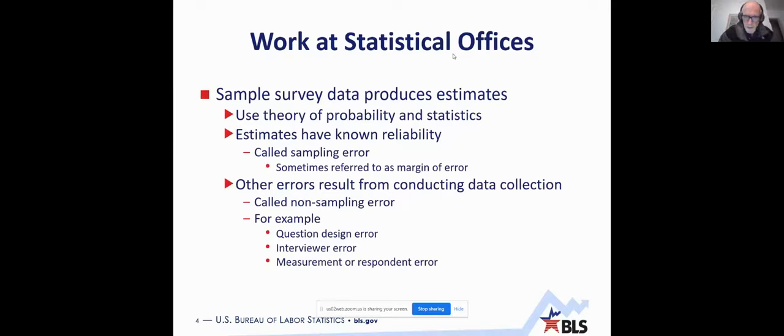Through sample survey data, we produce estimates. We use the theory of probability in statistics, and therefore the estimates that we have are of known reliability. This is called the sampling error. The media often refer to this as the margin of error. There are other errors also that come from conducting a data collection, called non-sampling errors. Examples are errors in the way questions are designed, errors that the interviewers make, and errors that the respondent, the person or entity responding to the survey, might make.